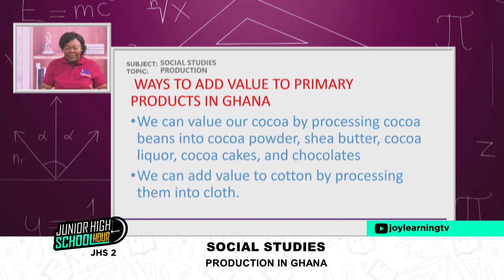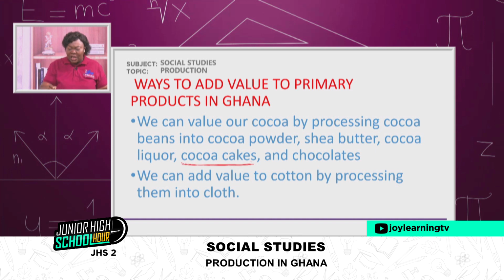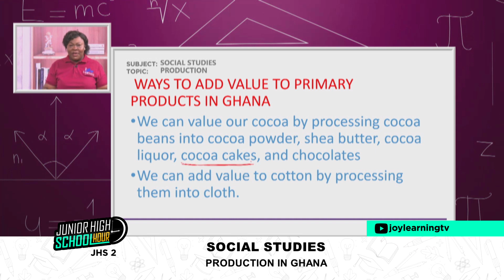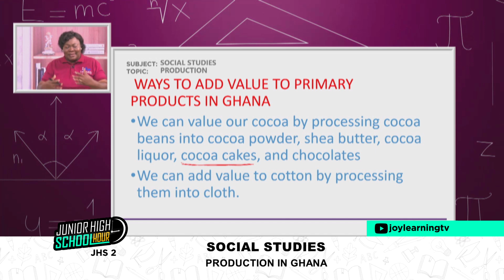Right, so we can add value to our cocoa by processing cocoa beans into cocoa powder, shea butter, cocoa liquor, cocoa cakes, and cocoa chocolates. I'll be very glad to eat the cocoa cake. I love cake so much. I'll be very, very glad if I could get some any of these days to see how cocoa cake really looks like. I think I've taken the cocoa bread before from Koforidua. It was very perfect. Right, so these are some of the things we add value to, the things that we have already. We add other things to it.